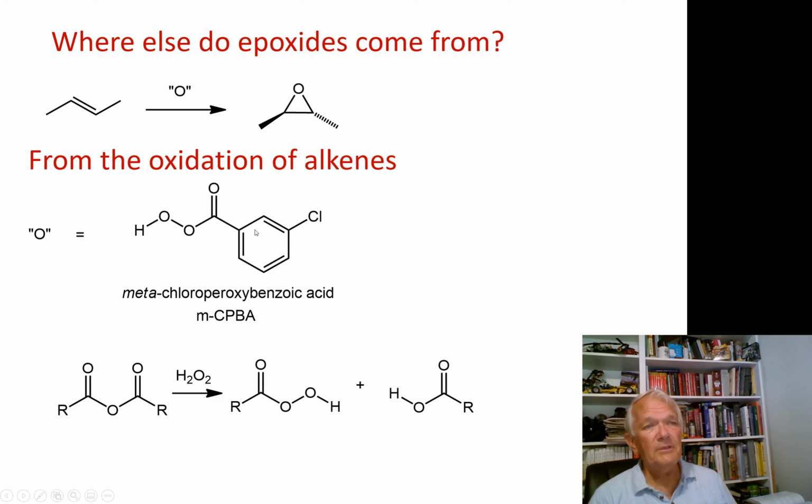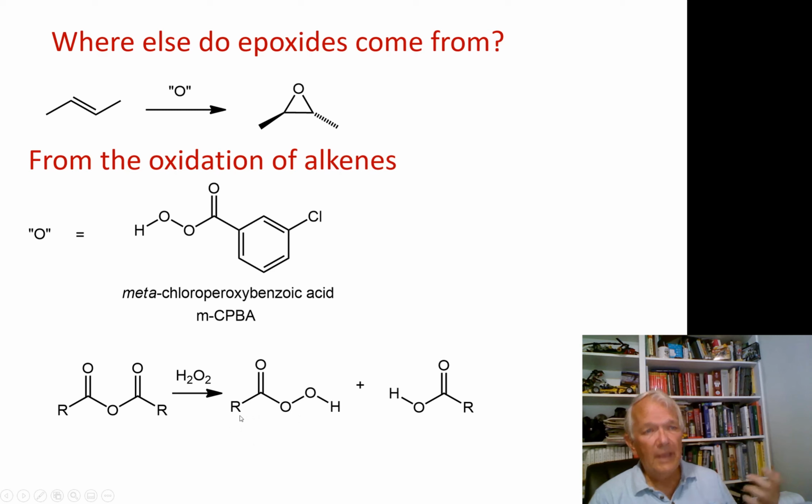You make these peracids themselves by starting off with an acid anhydride. So in this case, you take the anhydride of chlorobenzoic acid, metachlorobenzoic acid, and you treat it with hydrogen peroxide. You can imagine the hydrogen peroxide just attacks one carbonyl, forms the peroxy acid, and kicks out the carboxylate of the other one, which then grabs the extra proton.